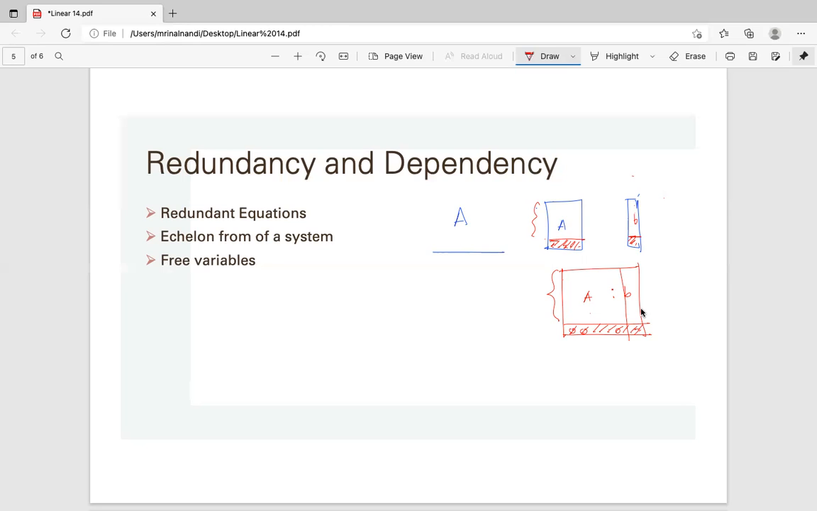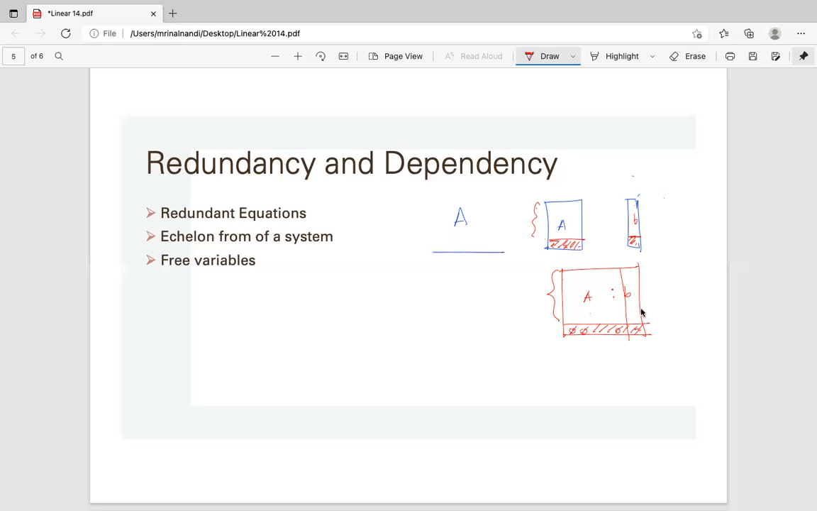Now, if you go to the echelon form of the system, we know that if you apply an elementary row operation on the whole AB, not just on A, then the system of equations will be changed, but the system is equivalent. That means the solution space is not changing. If you apply the elementary row operation, the solution space will not change. The solution space will be the same.